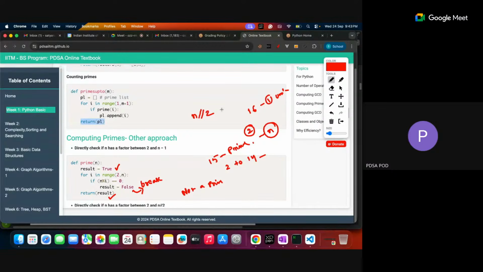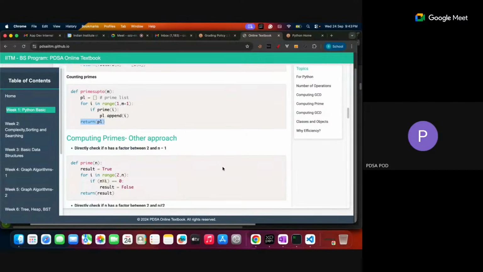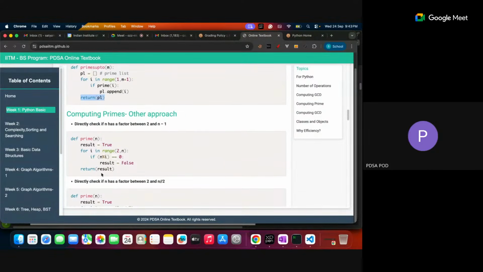Yes, sir. To check whether 15 is prime or not, I need not go up to 14. I can go up to 7, right? Yes, sir. So that is the next level. See, this directly checks factors from 2 up to half of n. So now we still got better time complexity, right? Yes, sir.